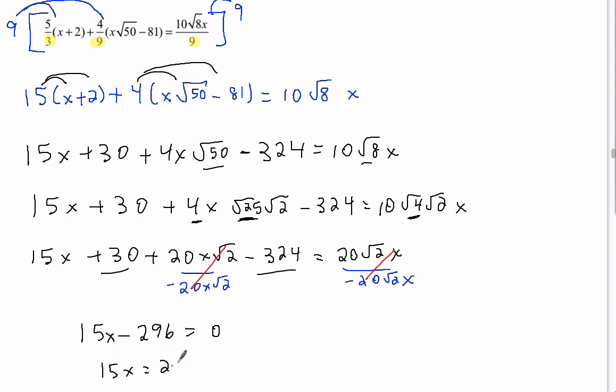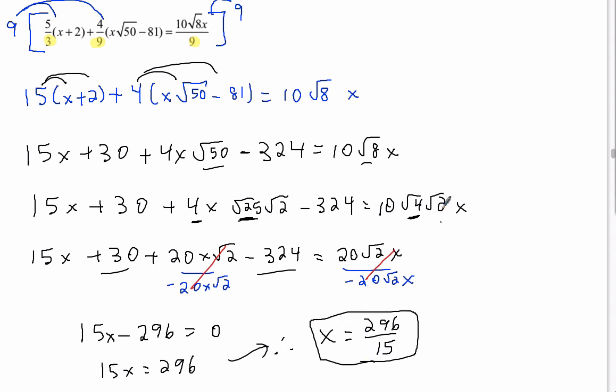We're getting very close now. 15x is 296, therefore x equals 296 divided by 15. Alright, so even though this big thing looked pretty intimidating, you had some surds in there from Unit 1 to simplify, you had some fractions. If we take it one piece at a time and break it into smaller chunks, everything's quite manageable.